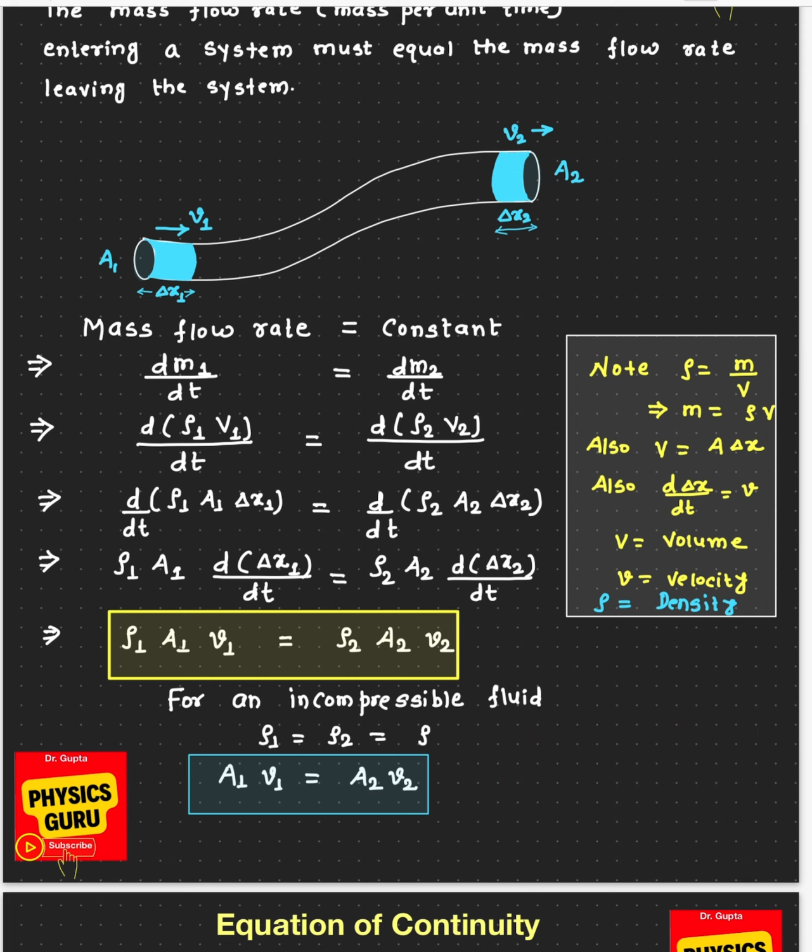And you might have experienced this when you water a garden with a water hose. If you press the water hose with your thumb, then the fluid moves faster, and the reason is the cross-section area has reduced. If the cross-section area reduces, then the velocity becomes greater.